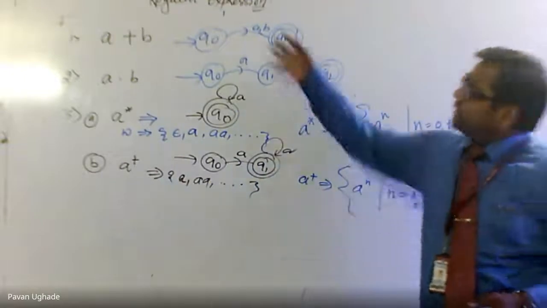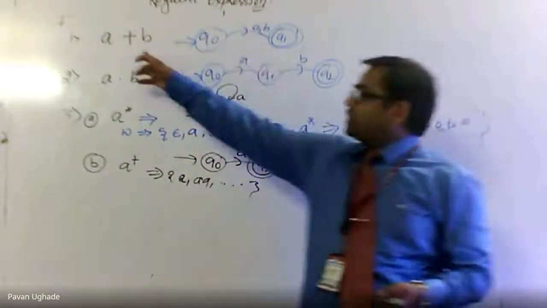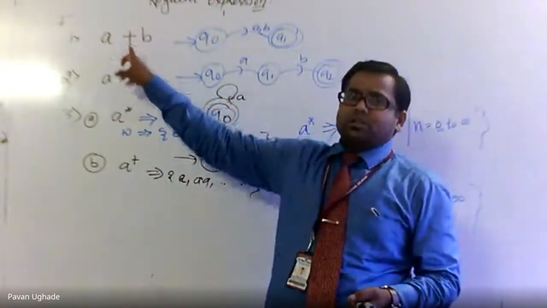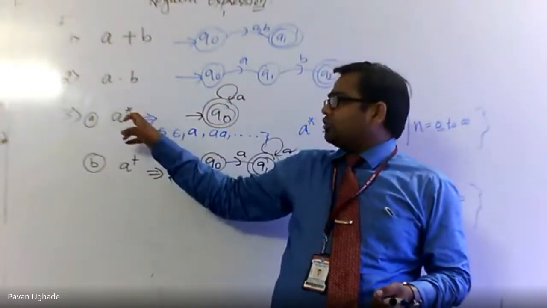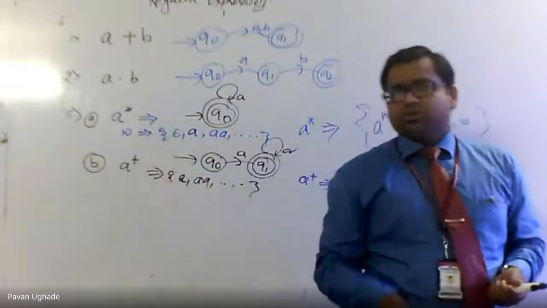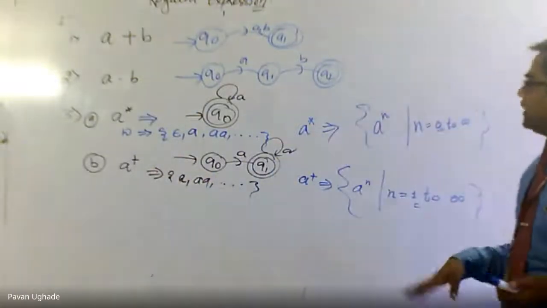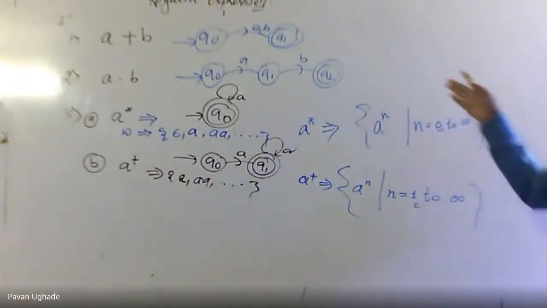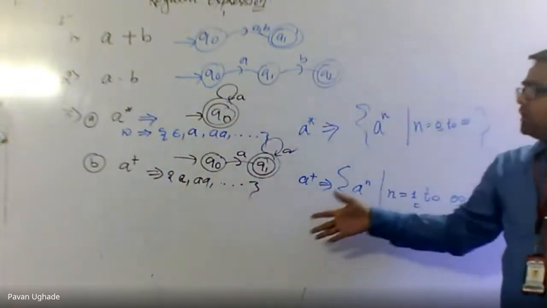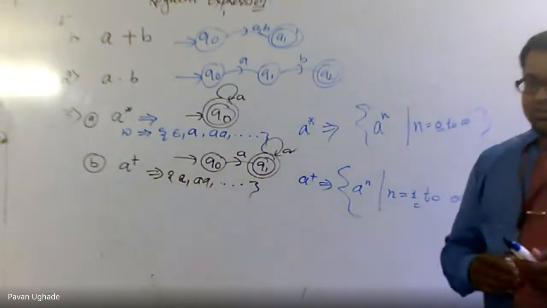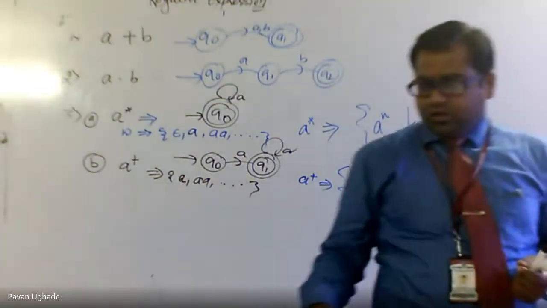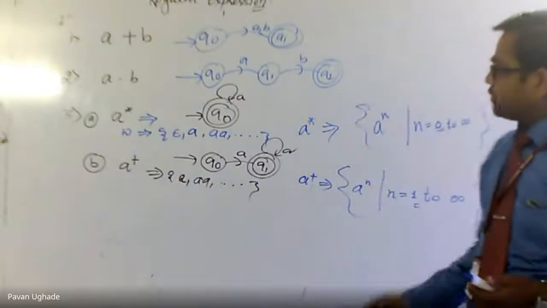I hope the basic three operators, that is your plus, dot, that is your appending, and the star closure, this is the closure, are clear. Looping is closing. I hope we have discussed these things and you don't have any problem with this. Let's move ahead with another important topic. I'll be giving certain regular expressions and we'll see what they are.